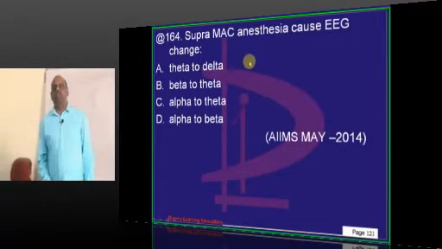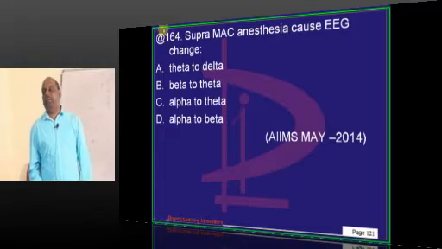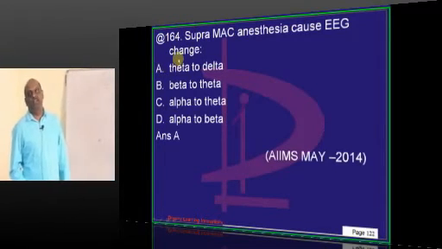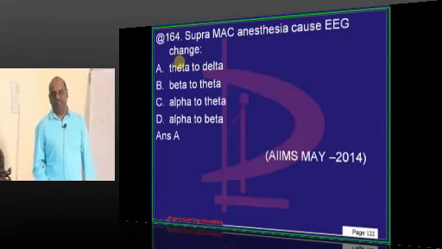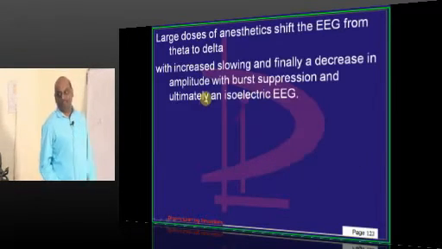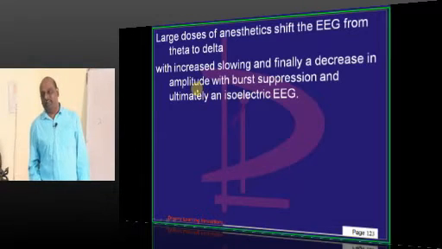Supramac, if you are giving an anesthetic agent beyond the minimum alveolar concentration, what is the effect that will have on EEG? ये भी super duper question है, पूरा over the head. Negative exam में don't touch this kind of questions. Theta become delta. Nobody among our classmates know that. Be very sure on that, right?